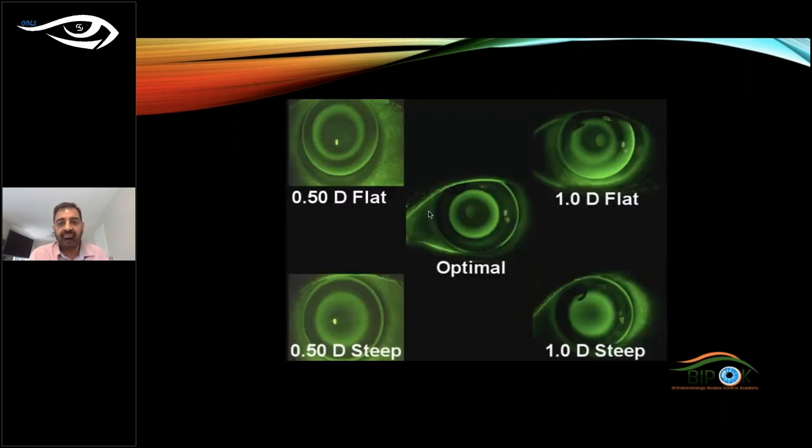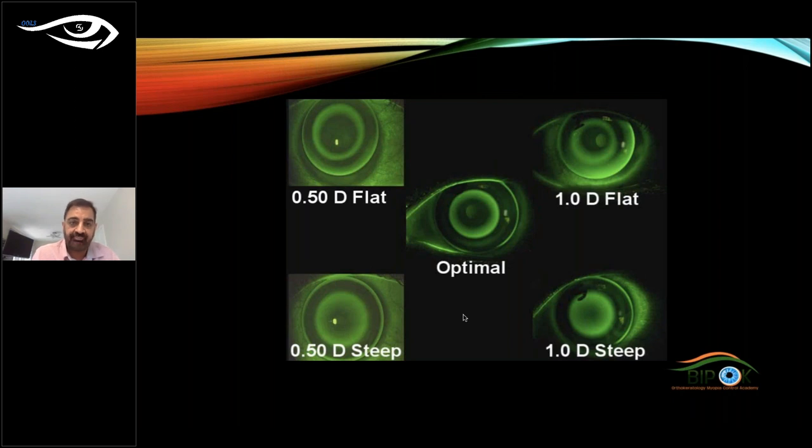Now, if you look at an optimum fit, this is what it should look like. If it's flat, you can see here the leaking taking place. That's a one diopter flat there. Half a diopter, you can see just a little bit of leaking. If it's too stiff, then you can see what's happening here around inside. Same thing here. This is a slide I should thank GOV for because that's their lens designs which we use.